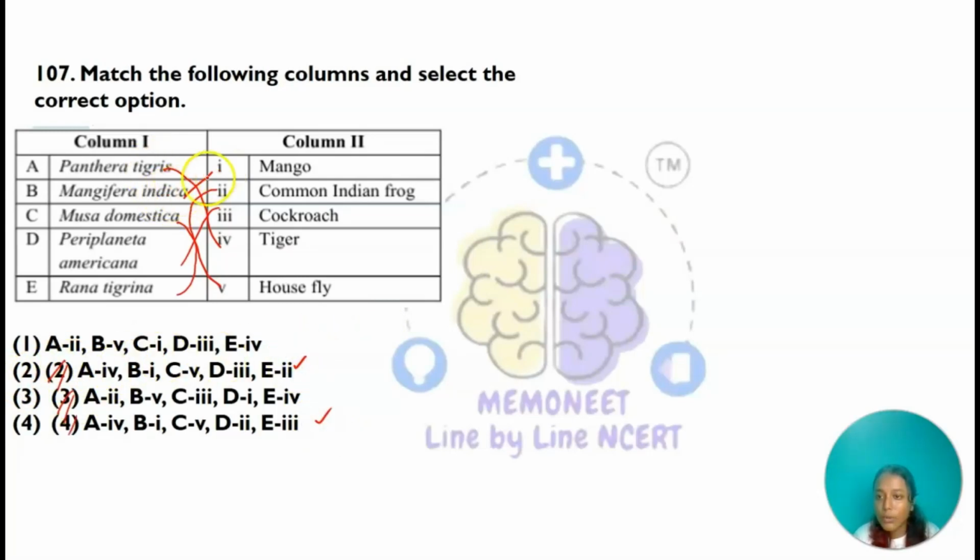The next one is B with 1. A with 4, B with 1. Again, we have two options, C with 5 and D with 3, D with 2. Okay, so we have got the correct answer, which is option 2. So let's move on to the next question.